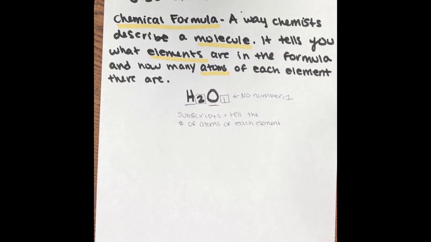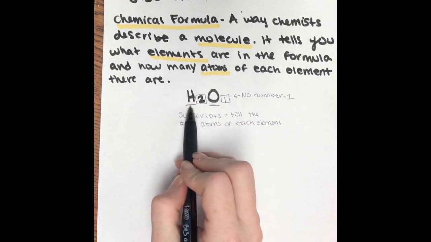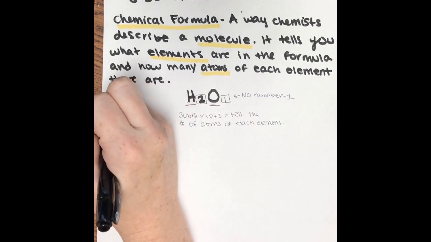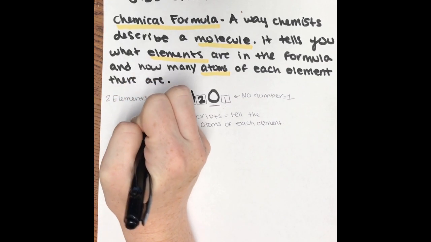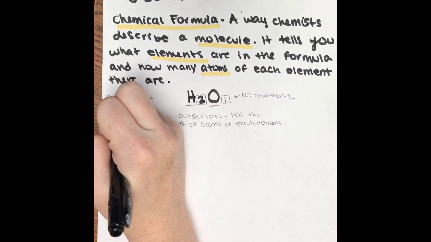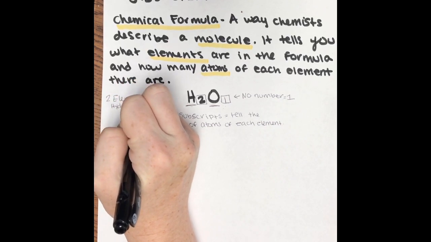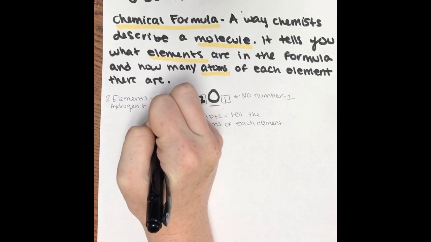Okay, next we're going to break down what all of this means. So each of these underlined letters are our elements. So in this formula for water, we have 2 elements. Those 2 elements are hydrogen and oxygen.